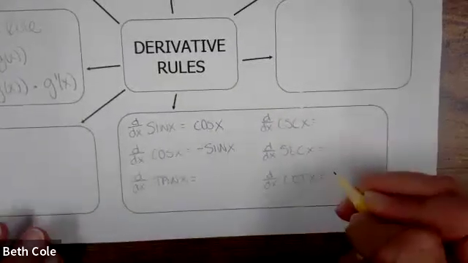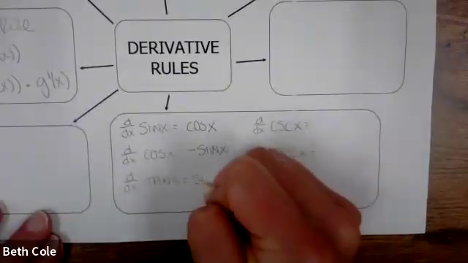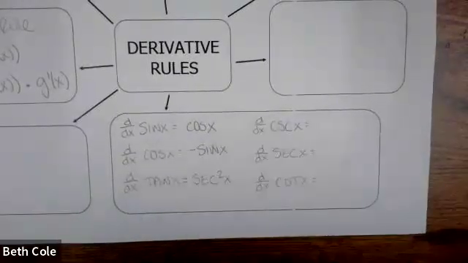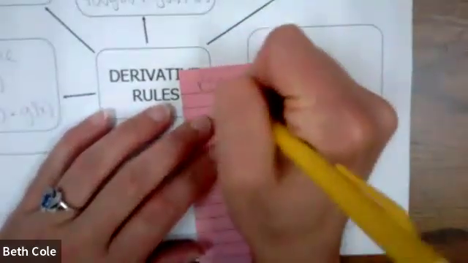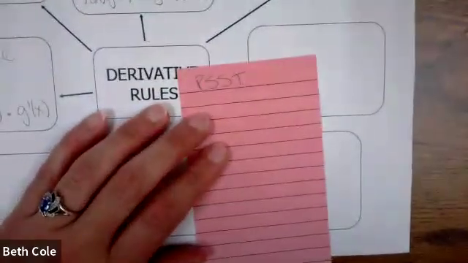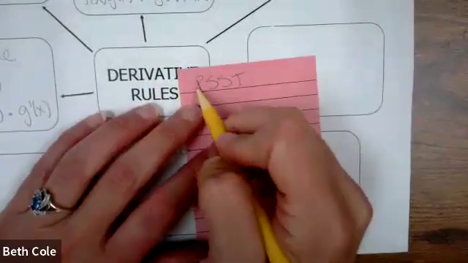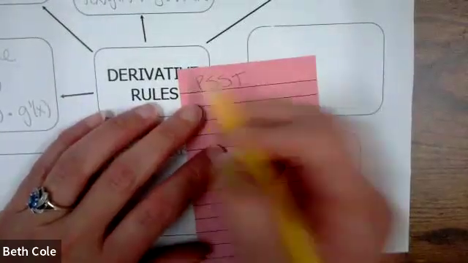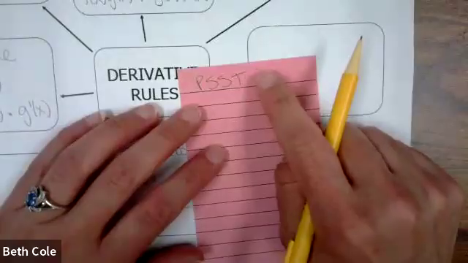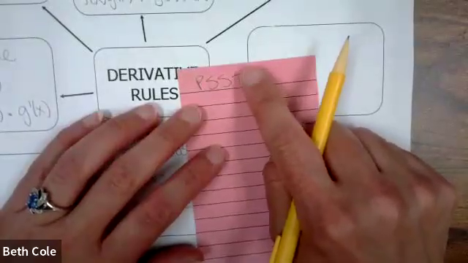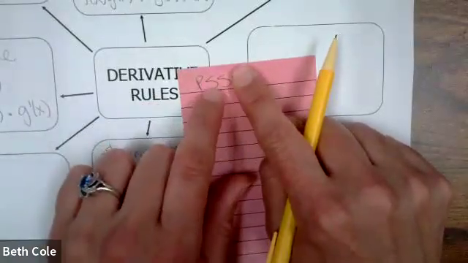Derivative of tangent. Does anyone remember that one? It's secant squared. All right. Here's the little acronym that people will sometimes use for the secant and the tangent. Positive, so there's not a negative. If you cover up the one you have, it'll give you what you want. So if I cover up the t for tangent, it's secant squared.